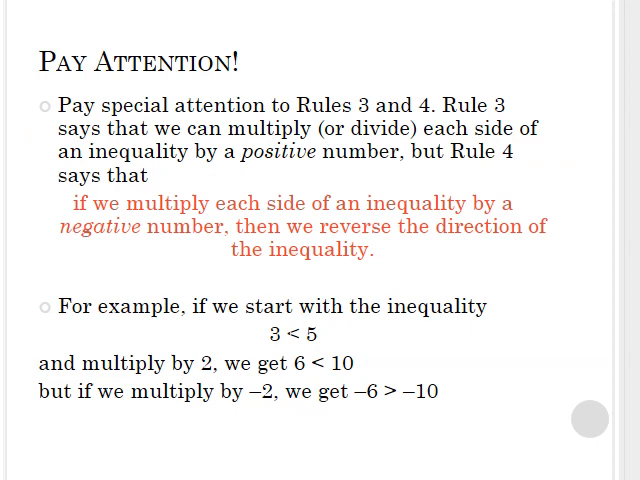Students make mistakes in rule number 3 and rule number 4. Here is an example. If 3 is less than 5, and we multiply this inequality with 2, 2 times 3 is 6, 2 times 5 is 10. 6 is less than 10. True. But if we multiply the same inequality with a negative number, negative 2 times 3 is negative 6, negative 2 times 5 is negative 10. Is there any difference in these two? Yes, we have changed the sign. Earlier it was less than, now it's more than.